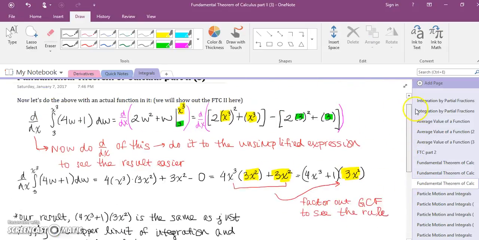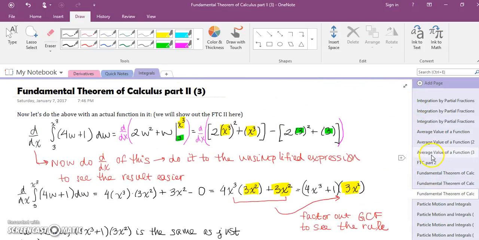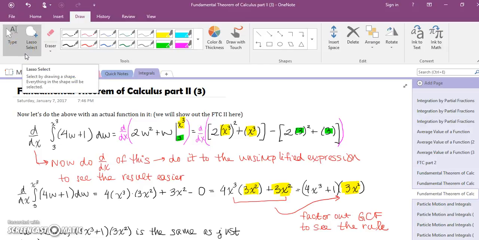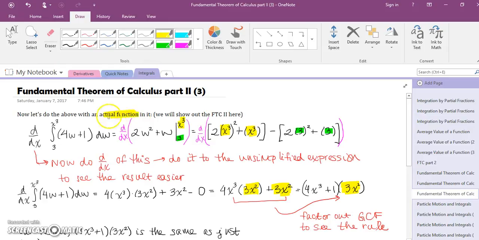All right. So we're going to do one out fully without using the shortcut, which is FTC Part 2, just to prove the FTC Part 2 one more time. And then once we are totally sure that FTC Part 2 works, we're going to actually do it the quick way. So we're going to actually put a function in here. Like, instead of just having f of t or f of w, let's actually put a function, 4w plus 1. And we're going to show out the entire FTC Part 2. So that means I'm not just going to cancel and plug in the upper limit. I want to show it.